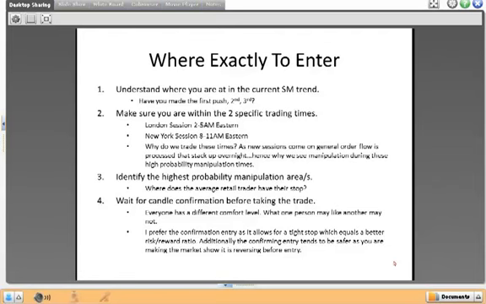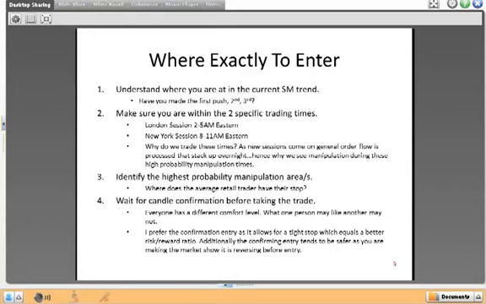Okay. So again, this relates more precisely to where exactly to enter. And so the fourth point is wait for candle confirmation before taking a trade. Everyone has a different comfort level. What I mean by this is different people have different ways of taking trades, or different criteria that is going to actually signal the trade, different things that may filter out a trade, et cetera, when it comes to actually placing the trade.